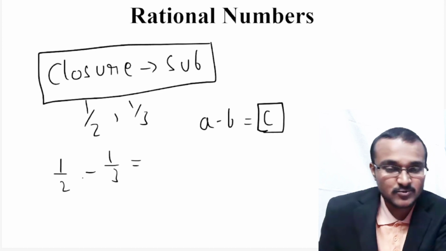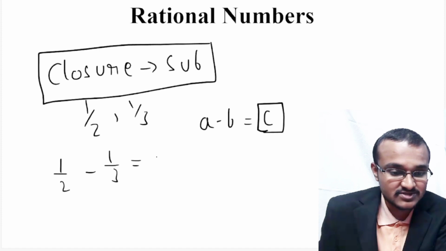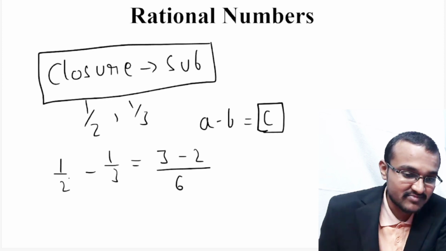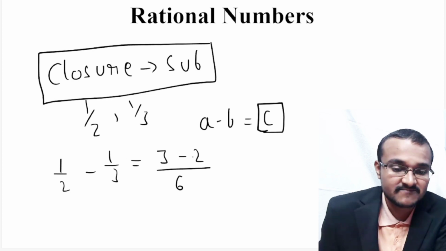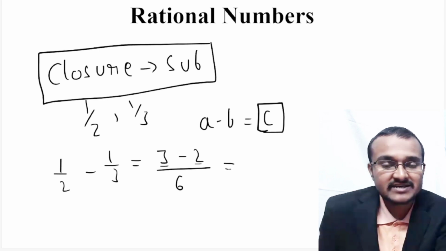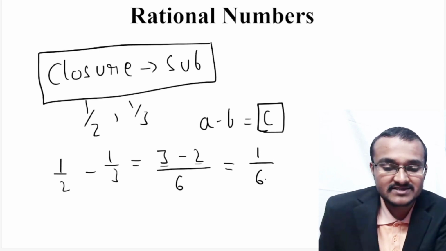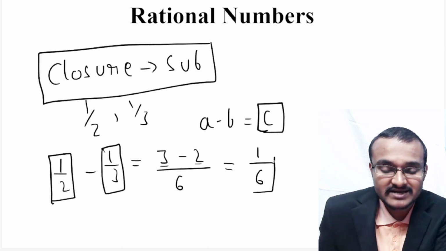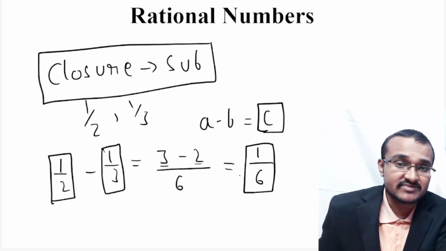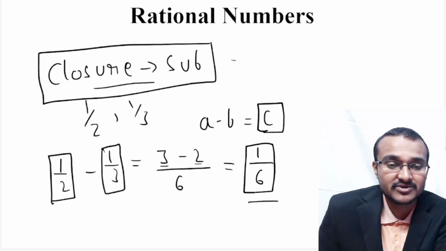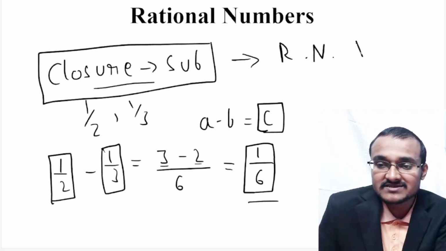So you multiply 6 with this 1 by 2, so that will be 2 ones are 2, 2 threes are 6. So you'll get 3 minus 2 divided by 6. Here I multiplied 1 by 2 with 6, and 1 by 3 also with 6, and I am getting 3 and 2. So 3 minus 2 divided by 6. The LCM 6 you have to put in the denominator. Now 3 minus 2 is 1, and in the denominator 6 is there. So even after subtracting two rational numbers, you are getting a rational number as your answer. That shows that closure property under subtraction for rational numbers is satisfied.